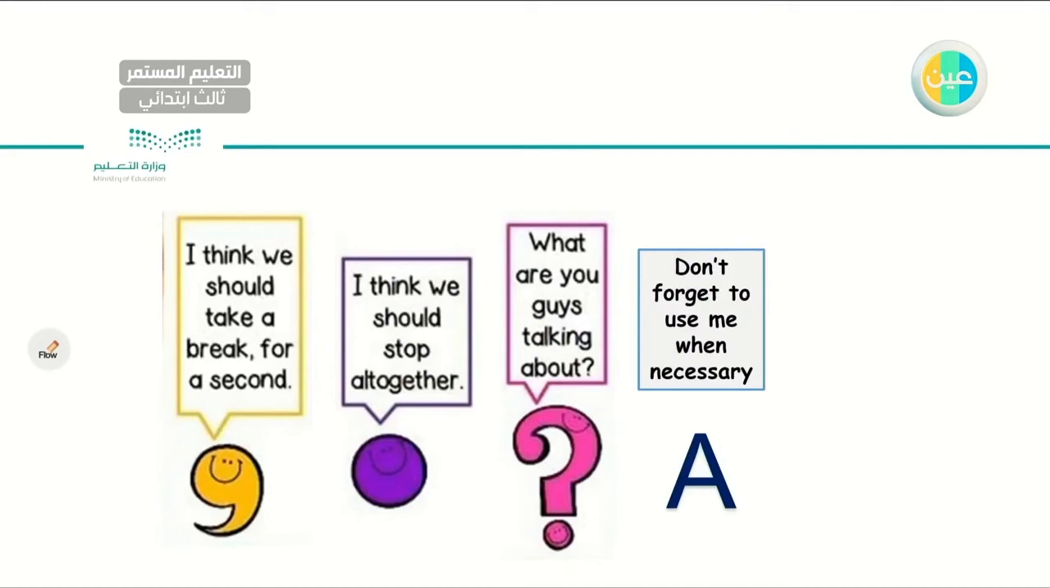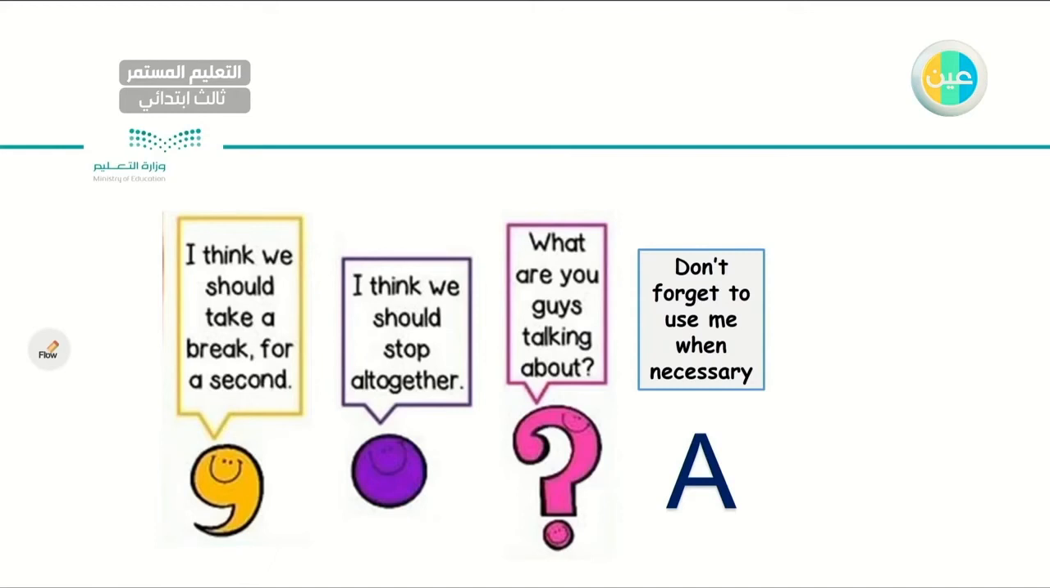How do I use each and every one of them? Let's start with a comma. I think we should take a break for a second. So normally a comma comes in the middle of the sentence to have a break to divide between 2 phrases. So one sentence but 2 phrases, okay?